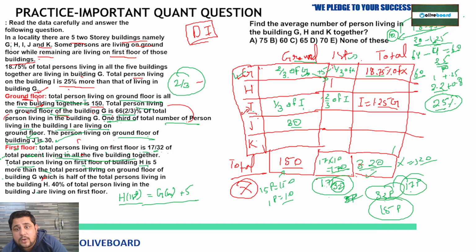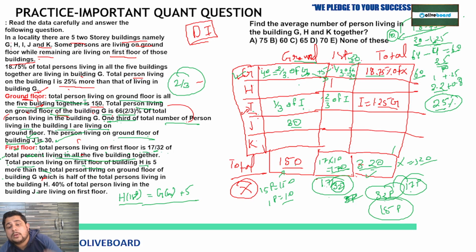So two-third of those, right? Two-third of that are living on the ground floor. So two-third of 60 would be what? 40. And the remaining one-third will be on the first floor. So that would be what? One third of 60, so 20. So 20. Okay, we have calculated.